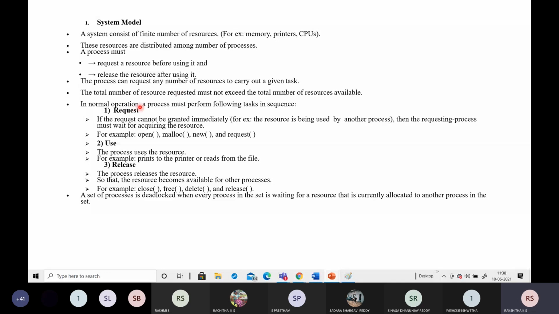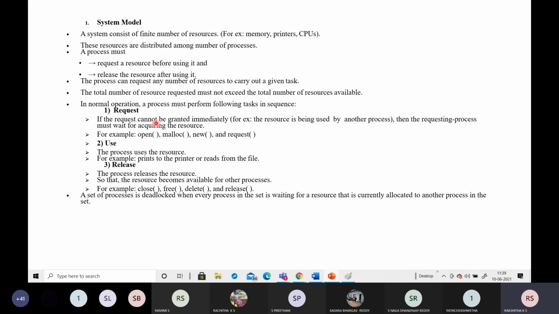In normal operation, a process must perform the following tasks in sequence. First, the process requests the resource, then it uses the resource, and then it releases the resource. These are the three main operations or tasks taken by the process: request the resource, use that resource, and once it is completed, release the resource.